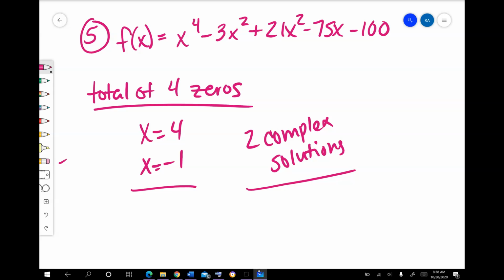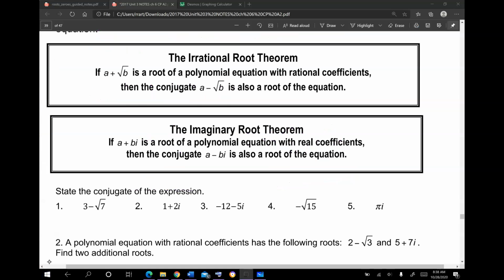Okay? All right. So I don't know if you noticed this, but when we were doing the imaginary, which is complex solutions, you always noticed there was an even amount of them. Okay? That's a reason. There are 2 theorems that we haven't gone over yet, and it's the irrational root theorem and the imaginary root theorem. So the irrational root theorem states that if a plus the square root of b is a root, then the conjugate a minus the square root of b is also a root. Same thing goes for the imaginary root. If a plus bi is a root, then a minus bi is a root. All it means is you're changing that sign in front of the complex or irrational number.